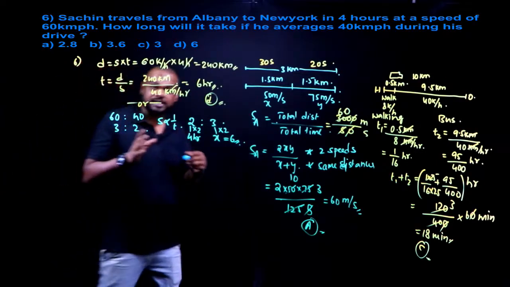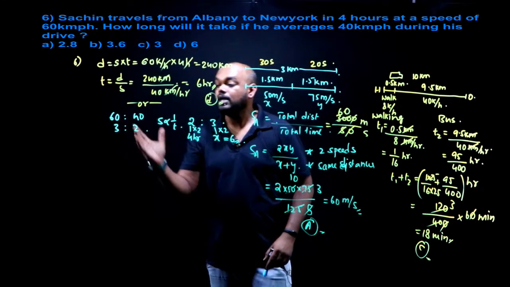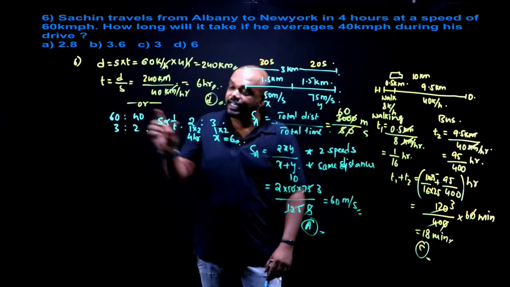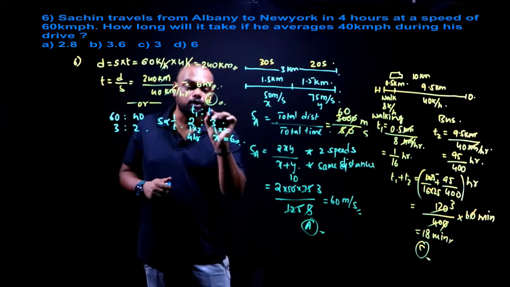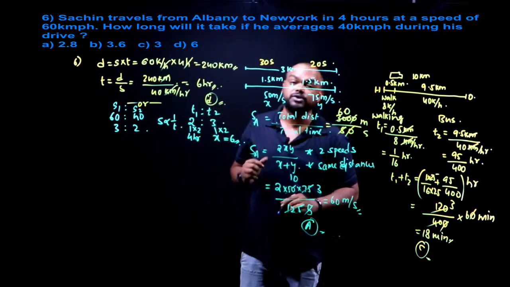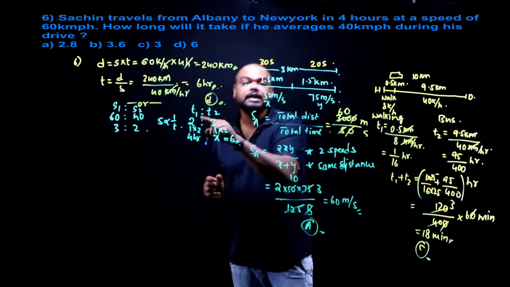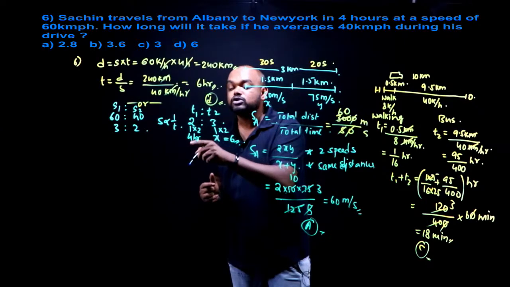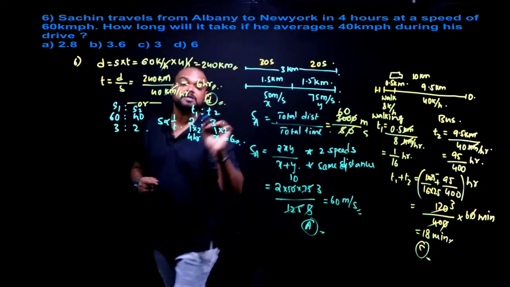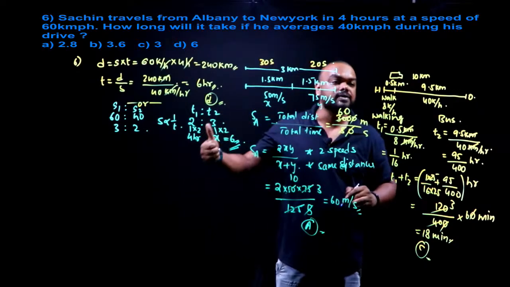I'm repeating, listen to this carefully. Speed changed from 60 to 40. The speed ratio S1 is to S2 is 3 is to 2. And we know speed is inversely proportional to time taken, so the time ratio T1 is to T2 should change to 2 is to 3. Now according to the question, time 1 is 4 hours. Then what will be time 2? X hours. 2 into which number gives us 4? 2 into 2. Left hand side multiplied with 2 means right hand side also multiplied with 2. 3 into 2, 6. That must be my answer. Smarter way of solving the question. Anybody any doubt in this?